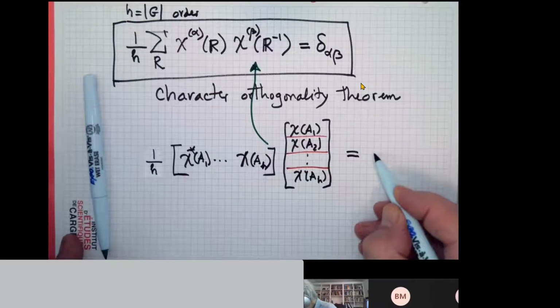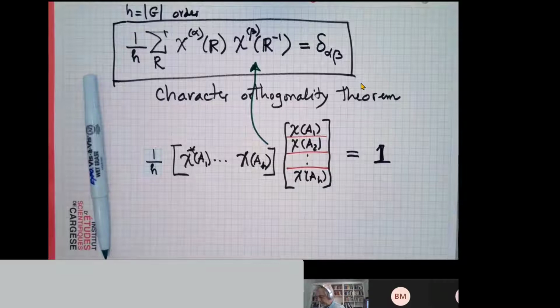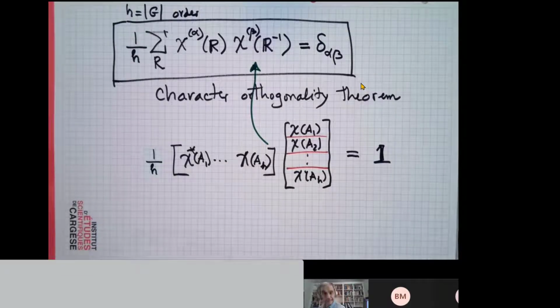This is 1. In other words, characters create a vector of unit length. So I really have the character orthogonality theorem. In some totally miraculous way, I went step by step, Schur's lemma, and so on. Suddenly, I created for you a vector of dimensionality equal to the order of the group. And it's a unit vector, because if I multiply it by its transpose complex conjugate, I get 1.